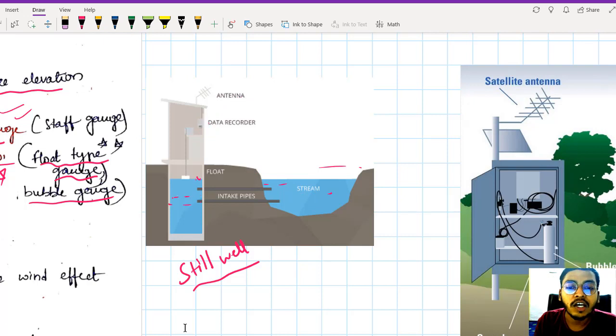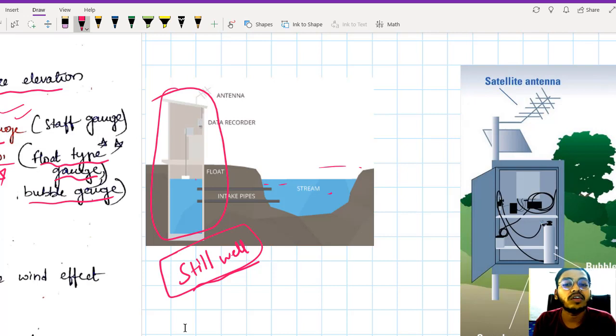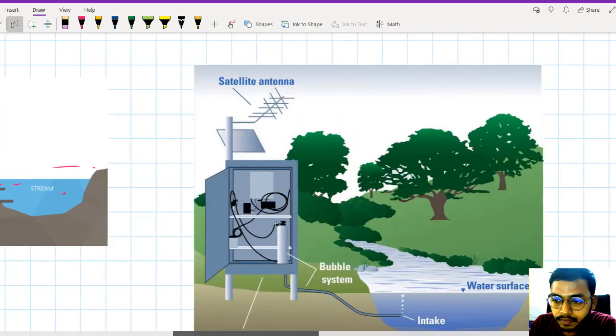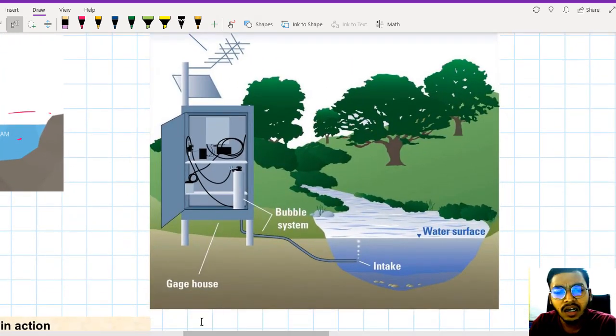ये याद रखना, we need an apparatus, we need an entire building for this. एक well चाहिए so that there won't be any disturbance, and this well is called as still well. Okay, you can perform the float type gauge in still well only. Okay, now let us see the second thing, which is bubble gauge. Bubble gauge काफी simple सा technique है.